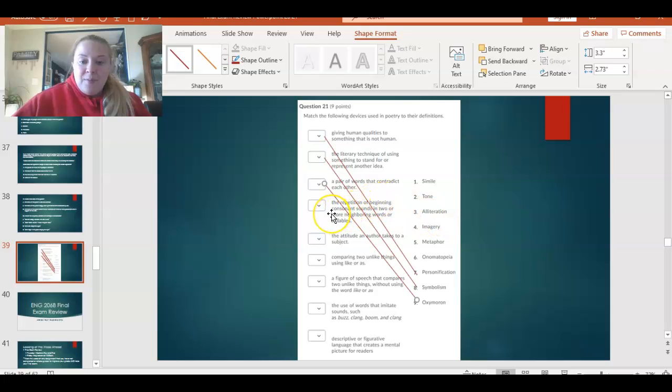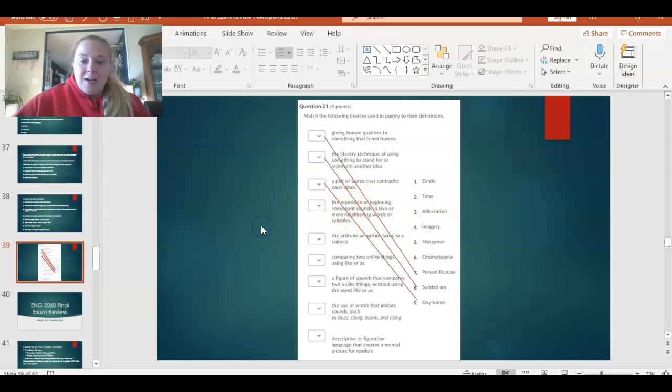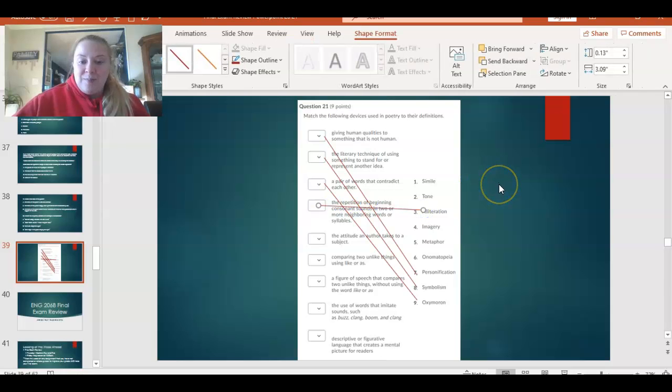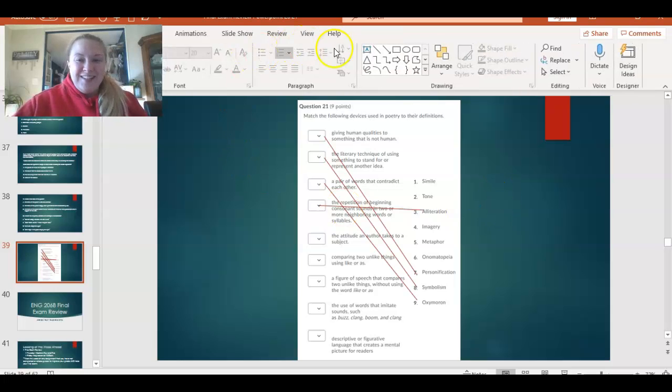All right, next up, the repetition of beginning consonant sounds. We just went over that in one of our last questions. You should know that one is alliteration. So repeating those consonant sounds like beat, beat drums, in the poem, beat, beat drums.